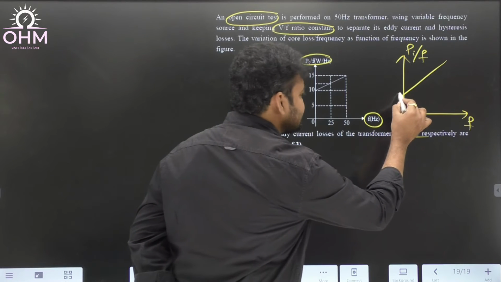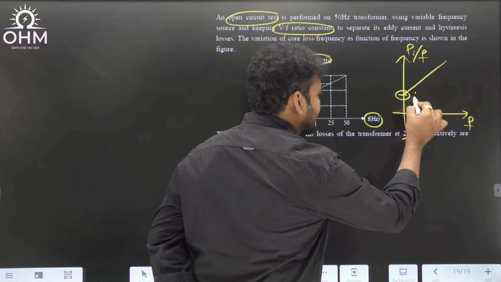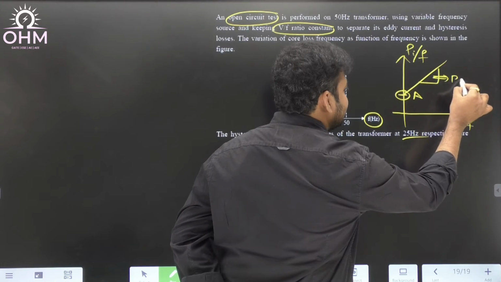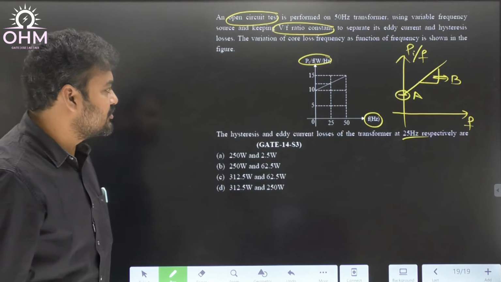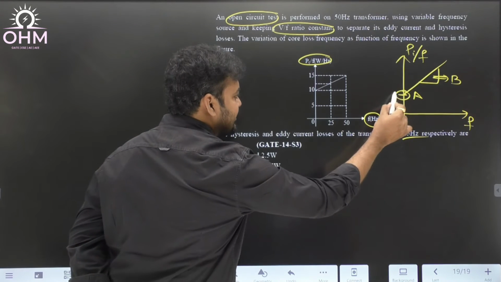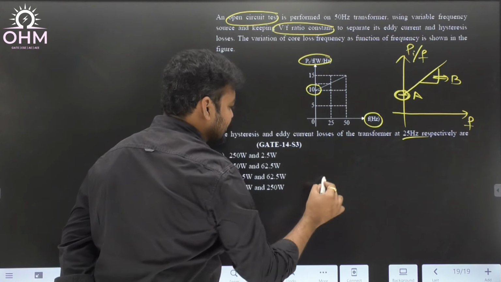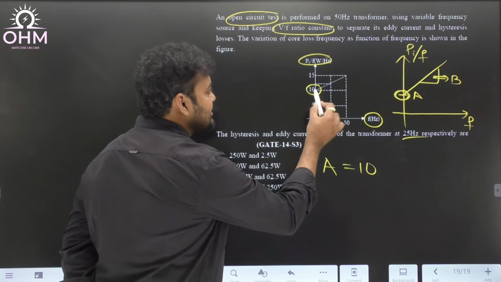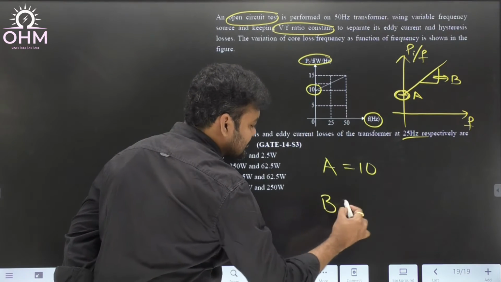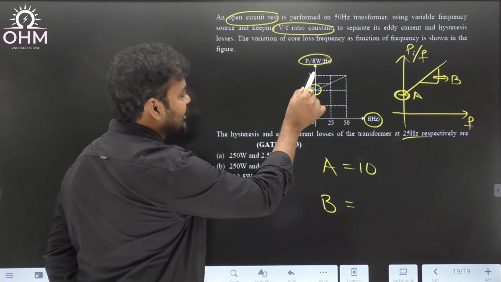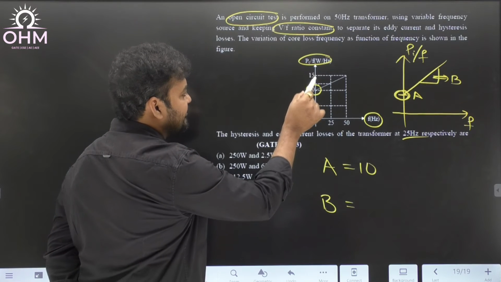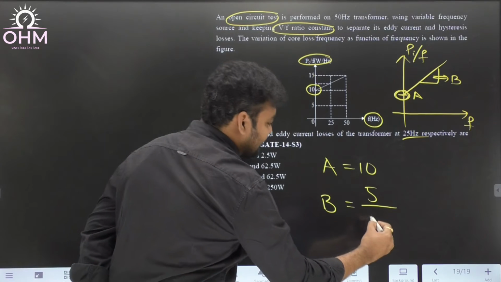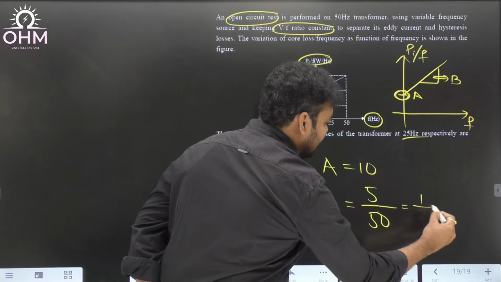And what is this intersection point? Yes, this is nothing but constant A, and the slope of this line is nothing but constant B. Yes or not? So what is the intersection here? That is 10. So therefore, constant A is equal to 10. And what is the slope of the line, guys? That is constant B. Okay, what is the slope of the line? Change in y-axis, 15 minus 10, therefore 5, divided by change in x-axis, 50 Hz. That is 1 by 10.